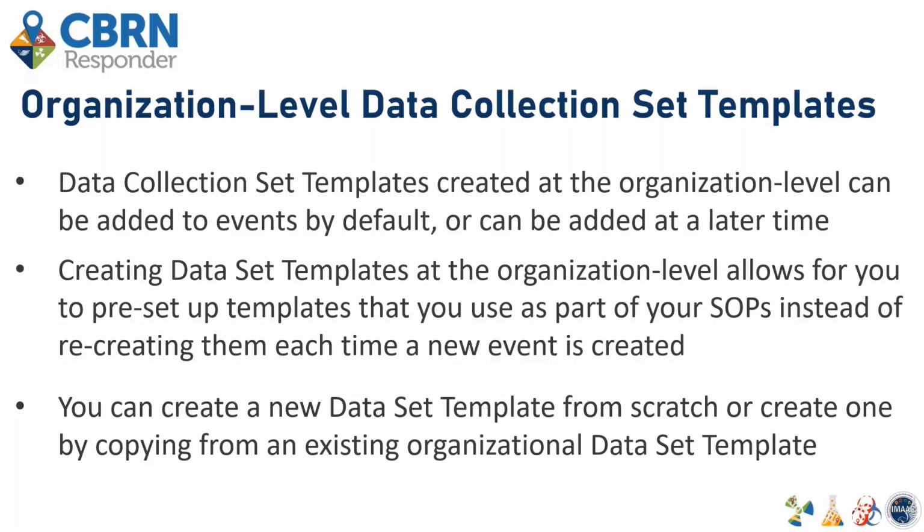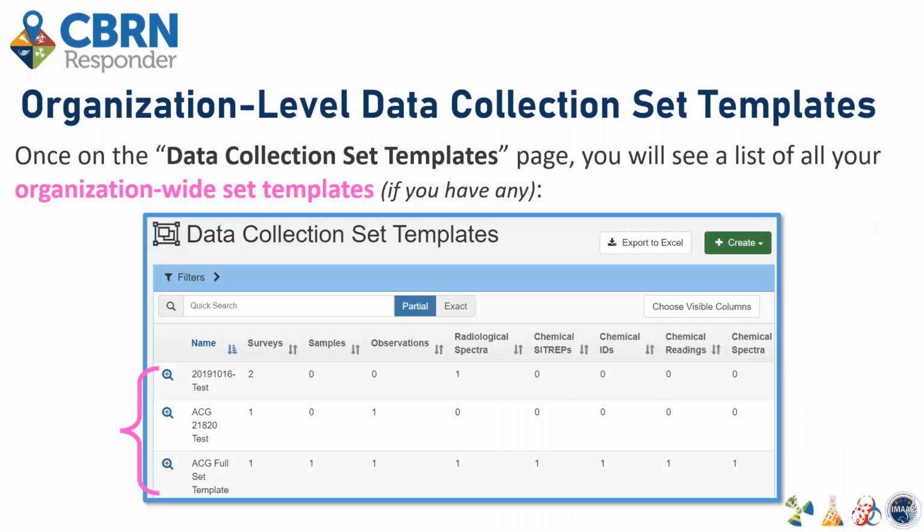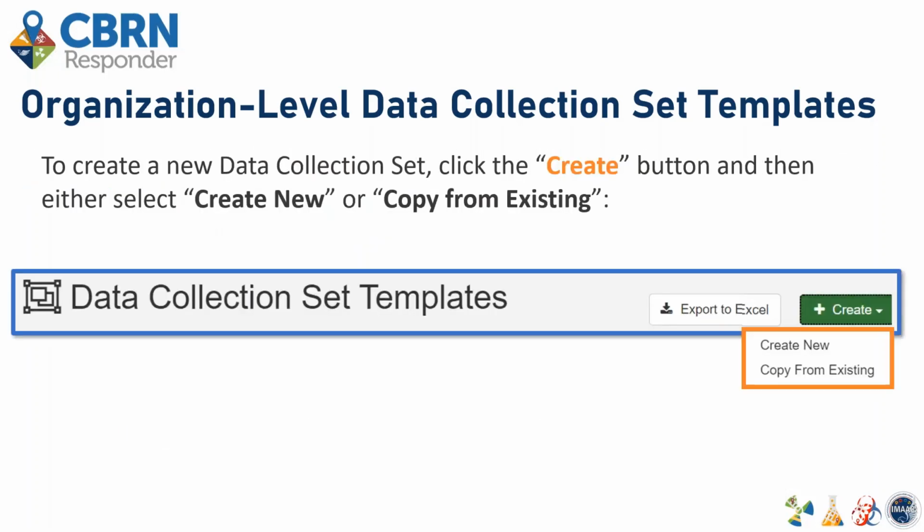You can create a new dataset template from scratch or create one by copying from an existing organizational dataset template. To begin, open the organization space, view the left-hand side navigation menu, and open the Set Templates side navigation option. Once on the data collection set templates page, you will see a list of all of your organization-wide set templates if you have any. To create a new data collection set, click the Create button, and then either select Create New or Copy from Existing.